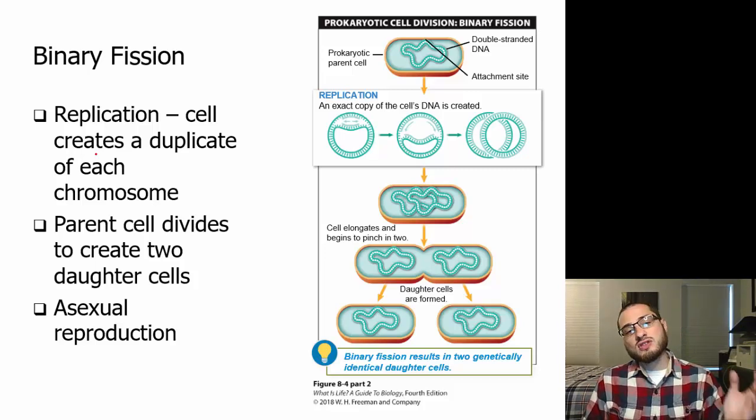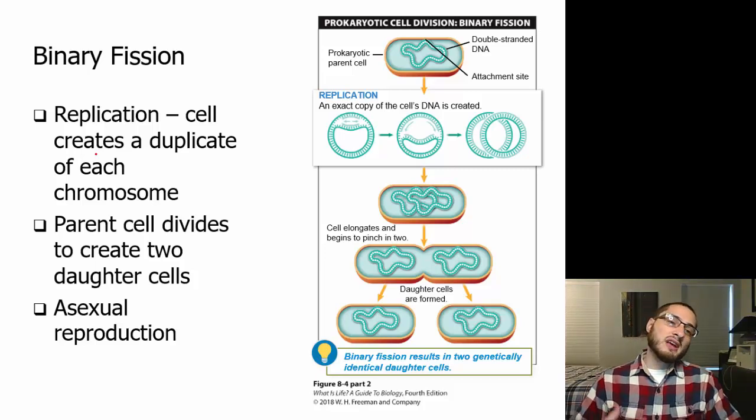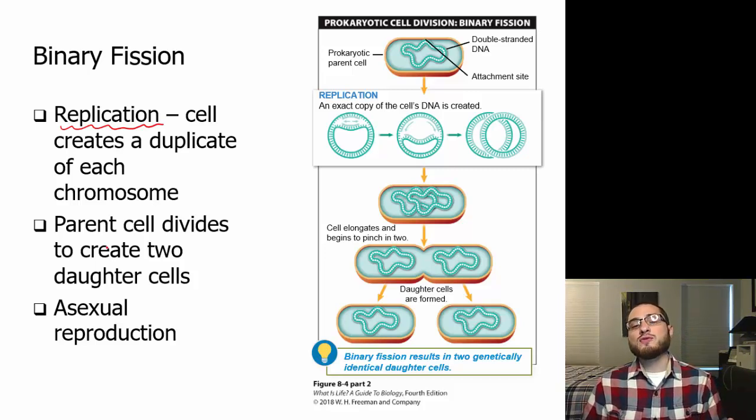So while mitosis is there for making new cells in multicellular organisms, we call it binary fission where an organism is going to split into two organisms. So a cell creates a duplicate of each chromosome. We're going to call that replication. And the parent cell actually divides and creates two daughter cells. So after the parent cell divides, there's no more parent cell. You have these two newly formed cells that we call daughter cells.